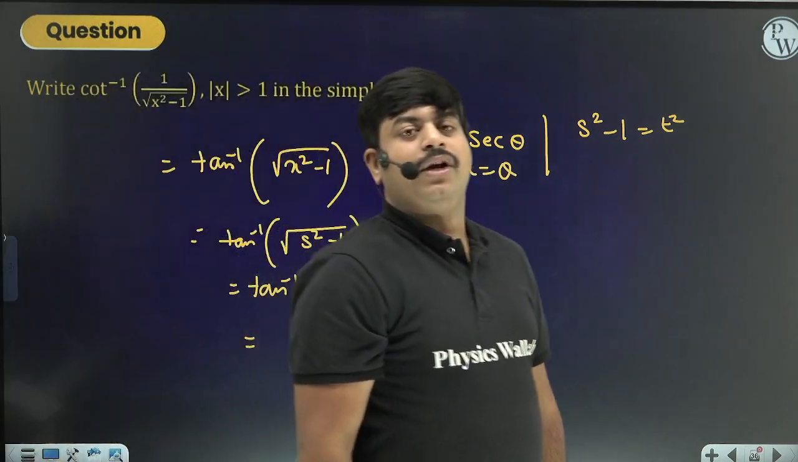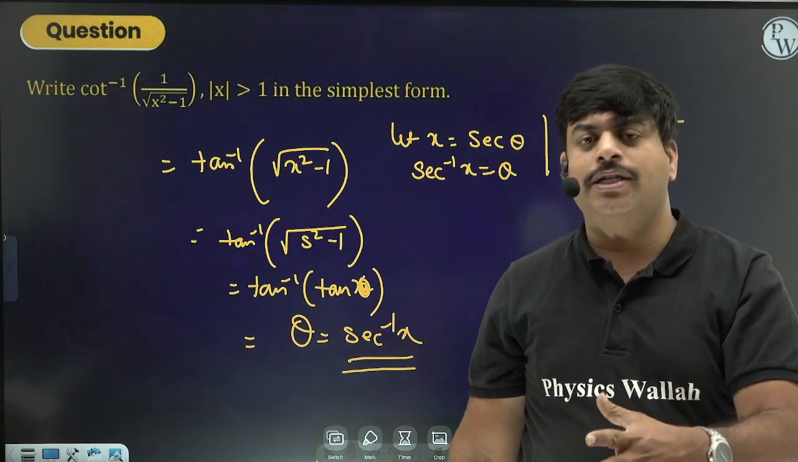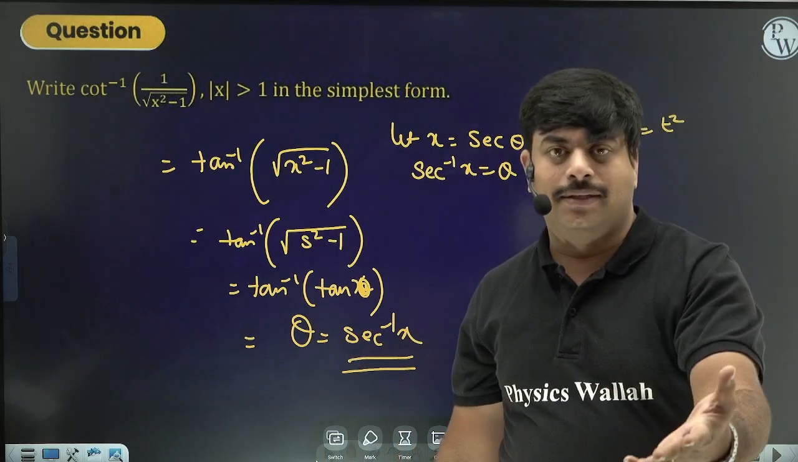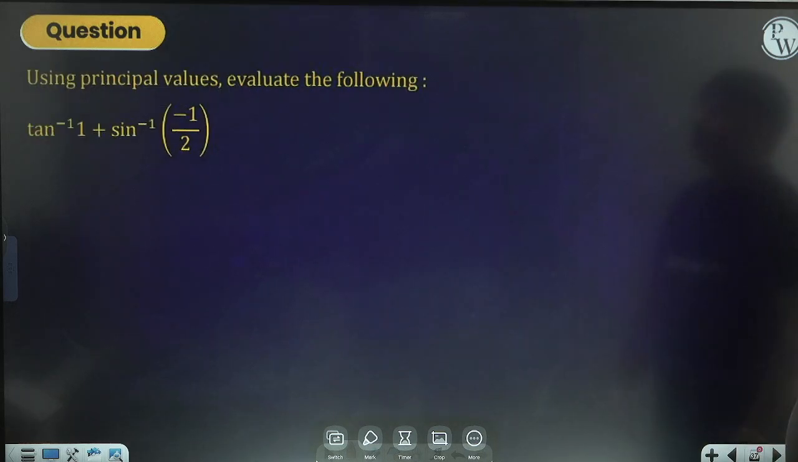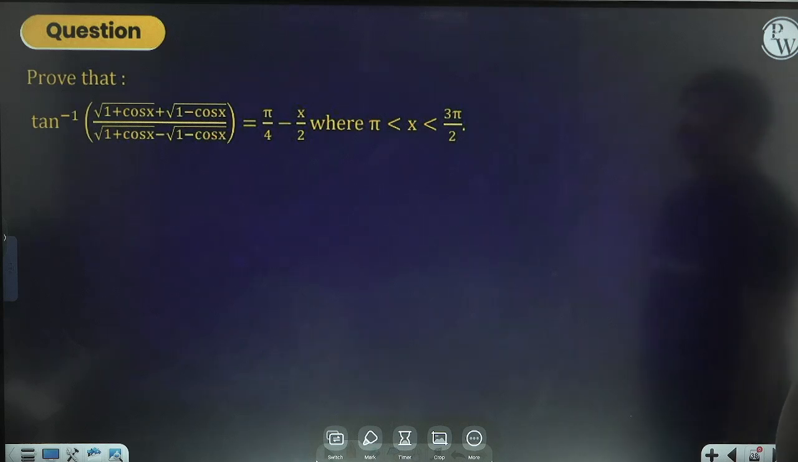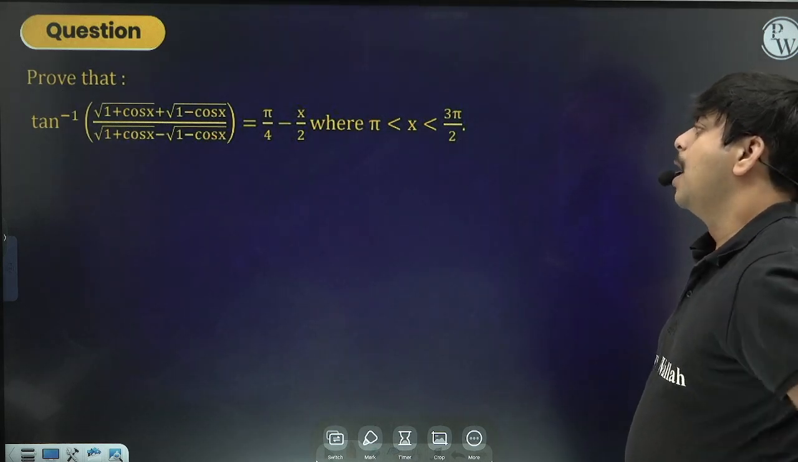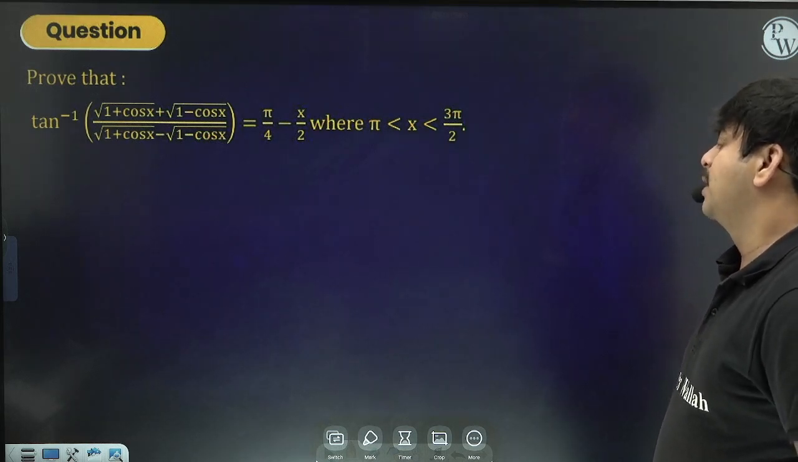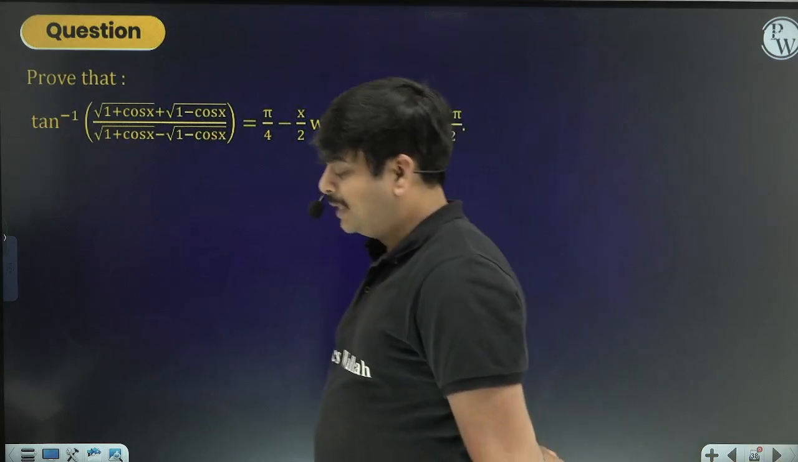So reducing means we need to again bring it into different functions, but an equivalent answer for that. Okay. Right. Next. Tan inverse 1 plus sin inverse minus 1 by 2, you can do that. Okay. Tan inverse of root 1 plus cos x minus root 1 minus cos x by root 1 plus cos x plus root 1 minus cos x equal to pi by 4 minus x by 2. So that we need to prove. Okay, please think about that.